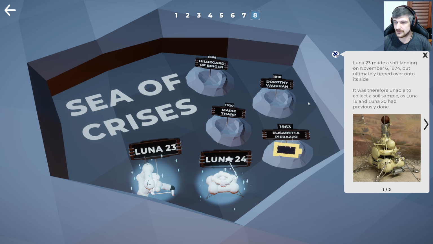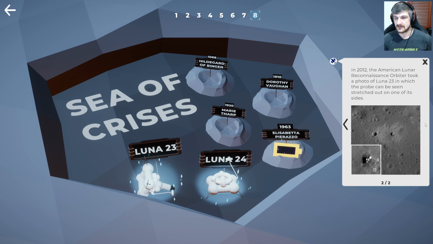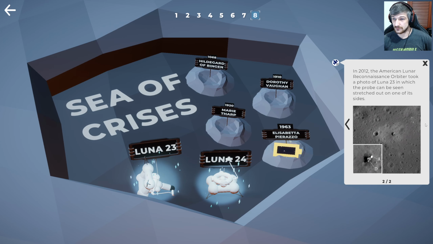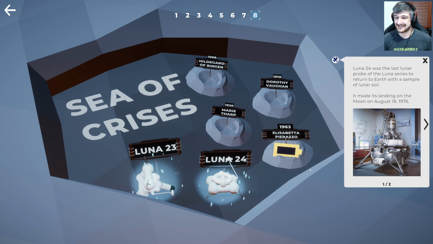Luna 23. Luna 23 made a soft landing on November 6, 1974, but ultimately tipped over onto its side. It was therefore unable to collect a soil sample as Luna 16 and 20 had previously done. In 2012, the American Lunar Reconnaissance Orbiter took a photo of Luna 23, in which the probe can be seen stretched out on one of its sides. Aww.